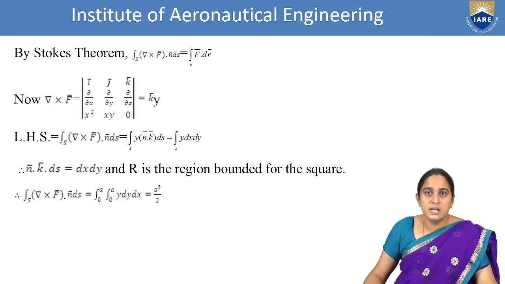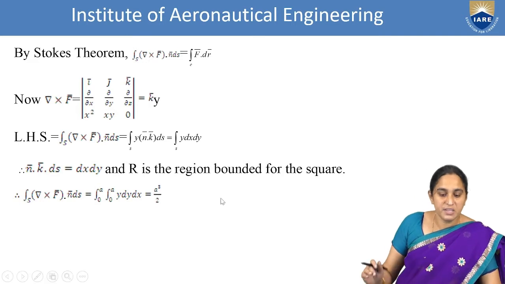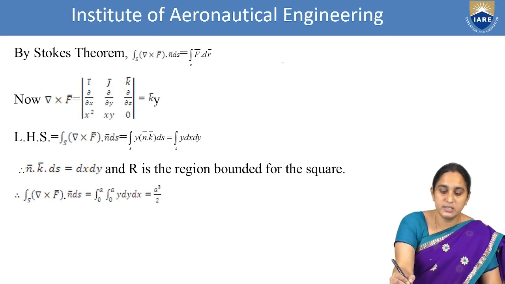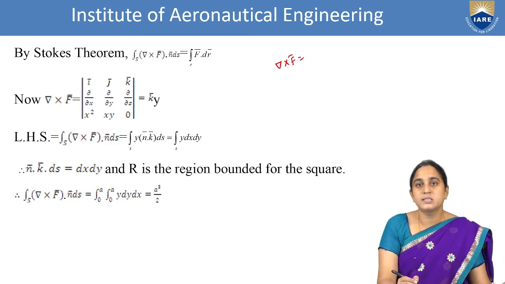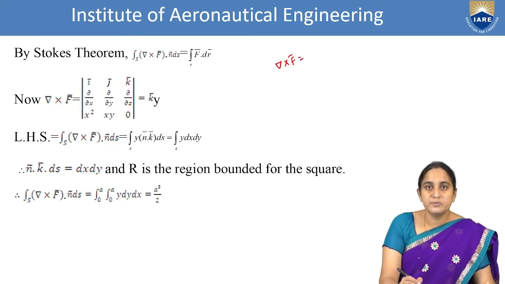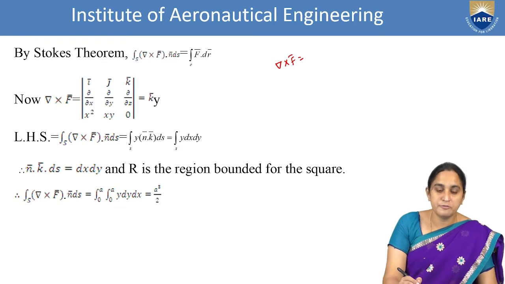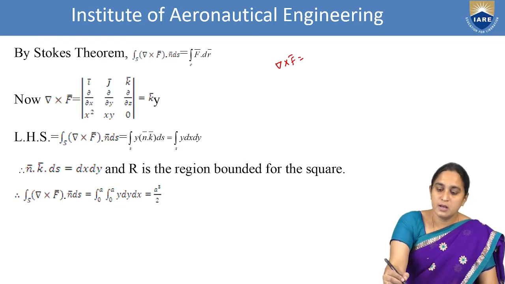Okay. First I'll take the LHS part of the theorem, that is integral S del cross f bar dot n bar ds. From that, what is del cross f bar? First I'll calculate del cross f bar. Del cross f bar means the cross product of del with f bar. What is the formula of curl f bar or del cross f bar?